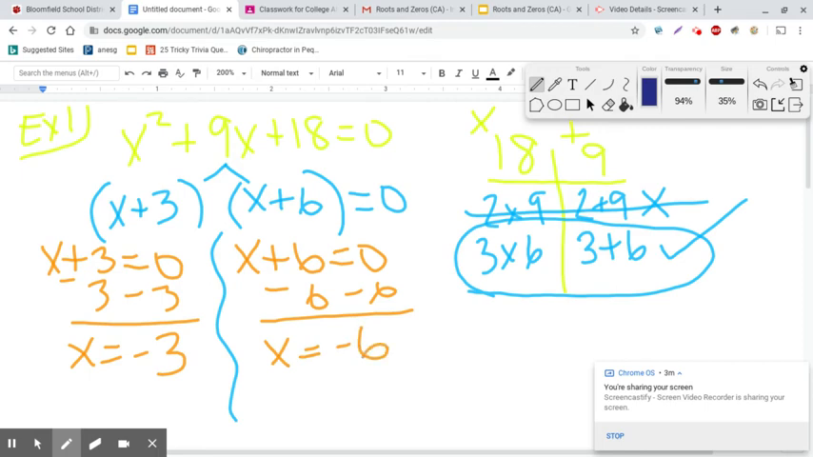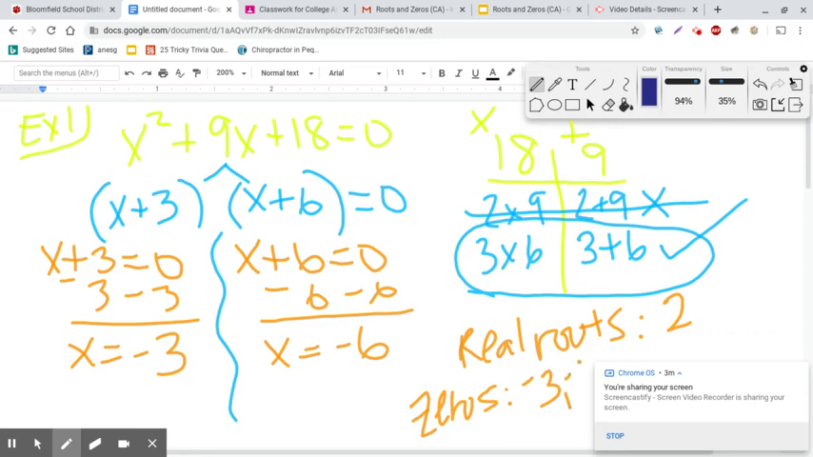So guys, from this, real roots. You have two different answers, right? Negative 3 and negative 6. So you have two real roots. And your zeros are negative 3 and negative 6. So that's actually how you do it with factoring.